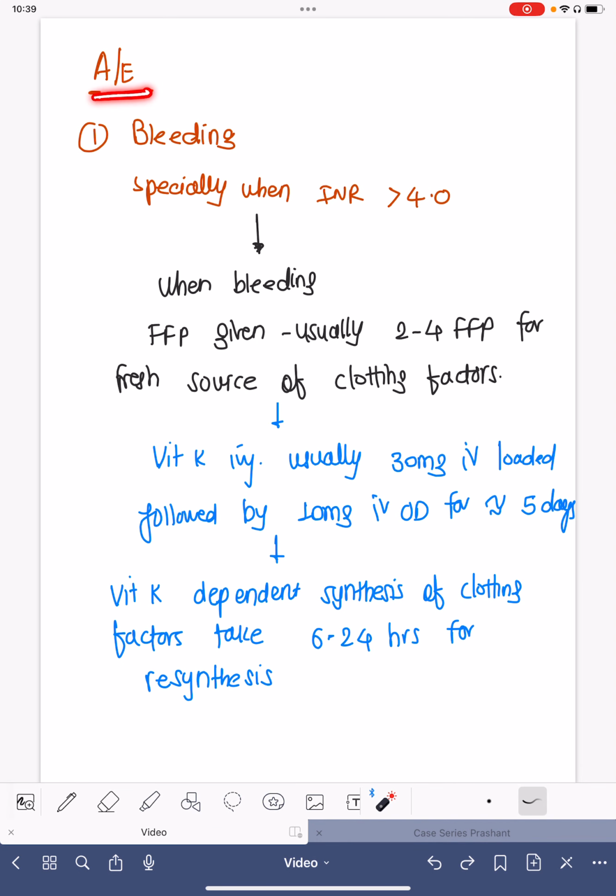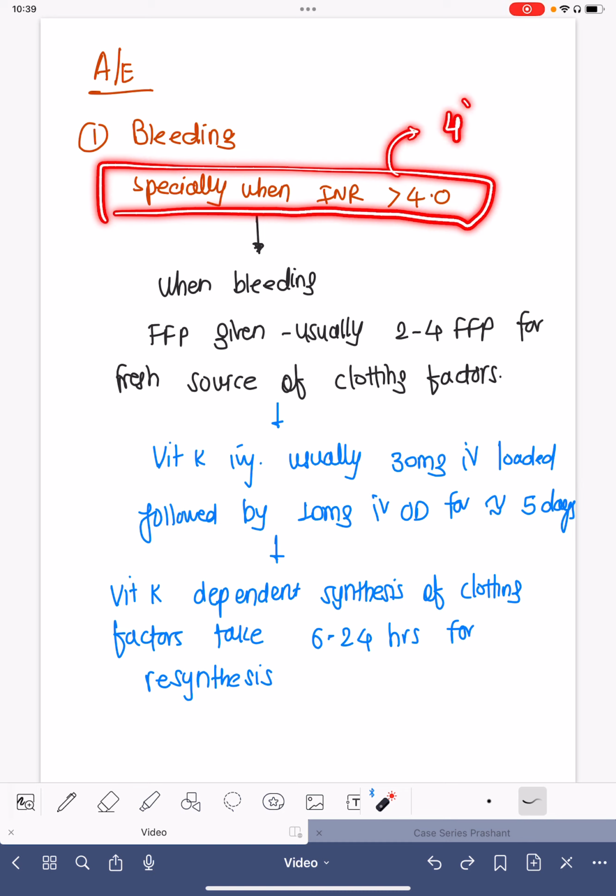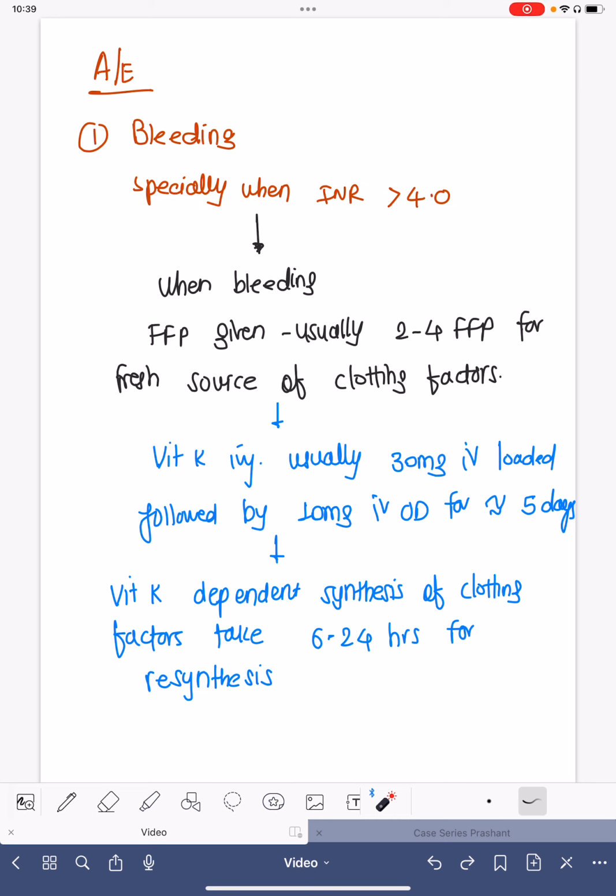The adverse effect of this drug is bleeding, we know. Especially whenever the INR is more than 4, the chances of bleeding are exceedingly high. So INR has to be monitored very regularly, and the target is usually from 2 to 2.5 or 2.5 to 3. That target has to be always achieved and monitored.